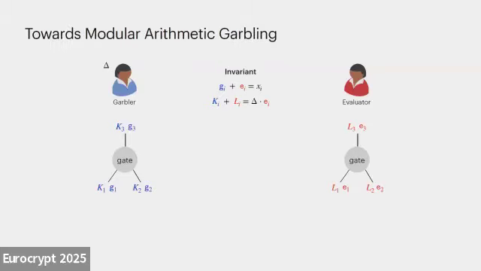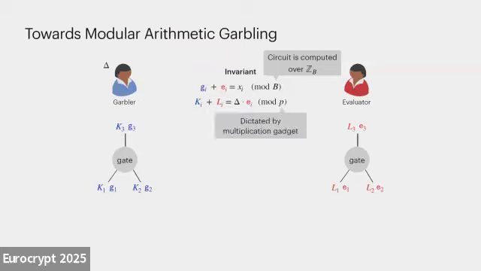Okay, so we want to use this template to construct modular arithmetic garbling schemes. But now we need to be a bit more specific about the space over which these shares live. We want the first set of shares, the shares of the secret, to be mod B, because we're computing a circuit mod B. But the modulus for the second set of shares is dictated by the multiplication gadget. It's not in our control because the multiplication gadget might use cryptography, so it's a different modulus, P. And this modulus mismatch actually makes it very hard to maintain the invariant in the modular arithmetic setting.